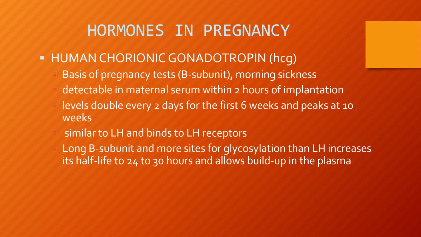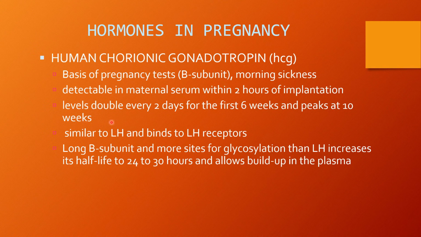Your HCG, or human chorionic gonadotropin, would be the basis of your pregnancy test. It would be the beta subunit, and it is responsible for the morning sickness. It is detectable in the maternal serum within 2 hours of implantation. So those that use a higher sensitivity determination of beta HCG, if that becomes positive, it means there is now implantation.